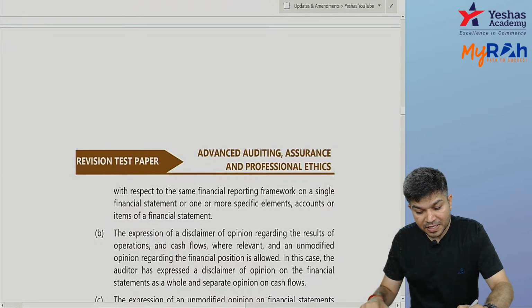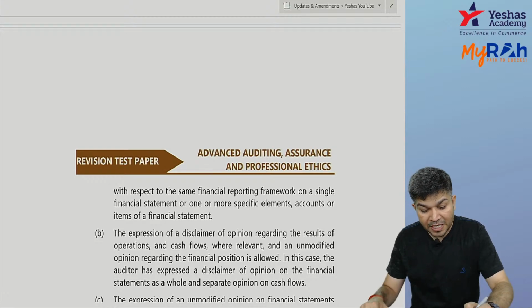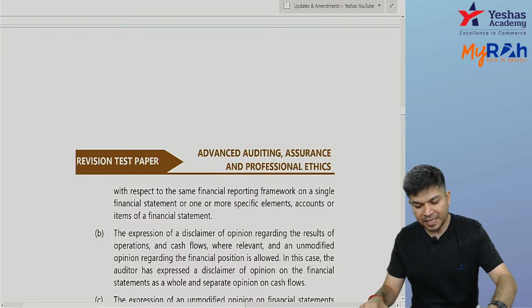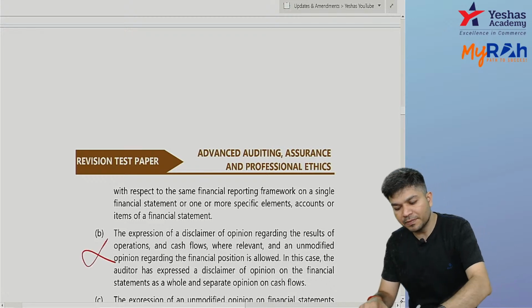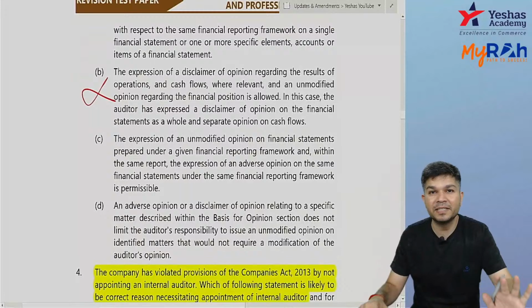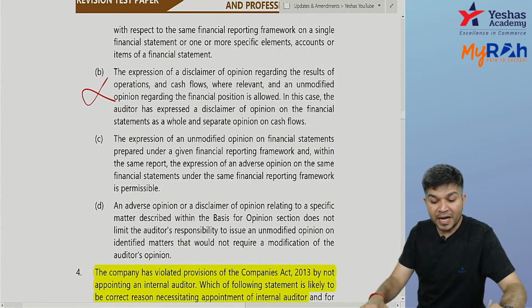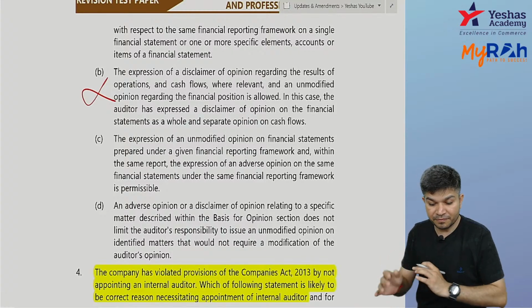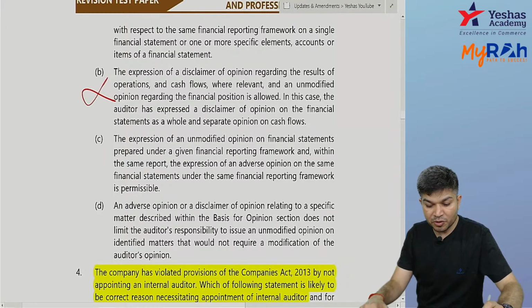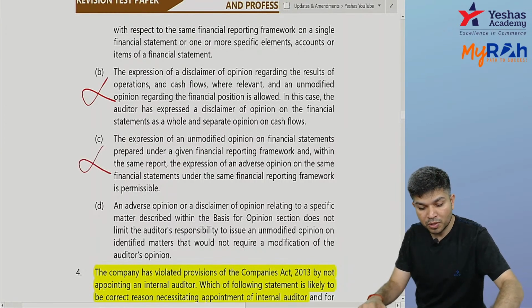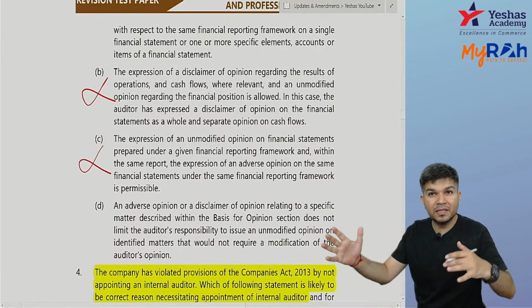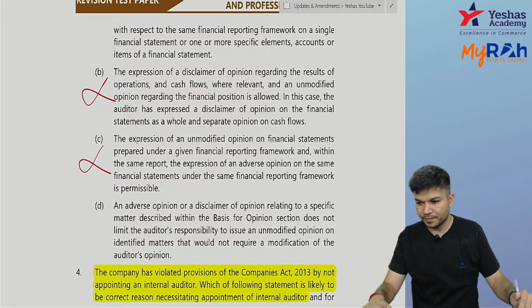The expression of disclaimer of opinion regarding the result of operation and cash flow, where relevant, with an unmodified opinion regarding financial position is allowed. In this case, he has expressed a disclaimer. No, the question clearly says he has given an adverse opinion, so this is of no use. Okay, the expression of unmodified opinion on financial statement prepared under a given financial reporting framework and within the same report, expression of adverse opinion is permissible. No. Within the same report, expressing an adverse opinion on one thing and clean on the other is not allowed. Okay, next.